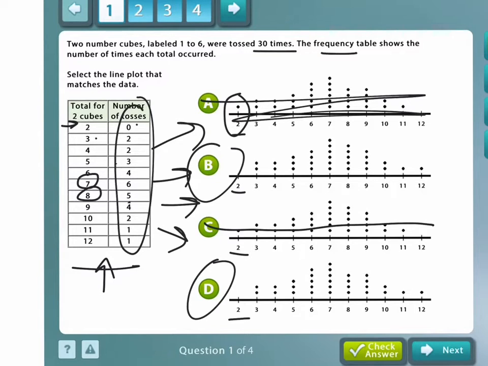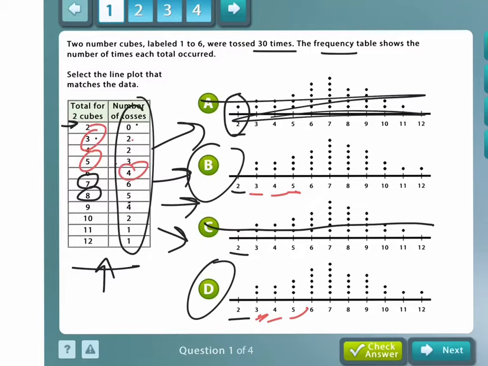So for the number 3, we're looking for the number 2. So this has 2 and this has 2. The number 4 is also 2. So this has 2 and this has 2. The number 5, 3 times. So 5 has 3 and 5 has 3.